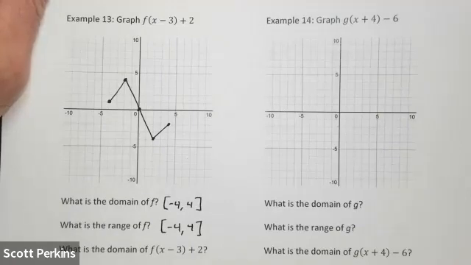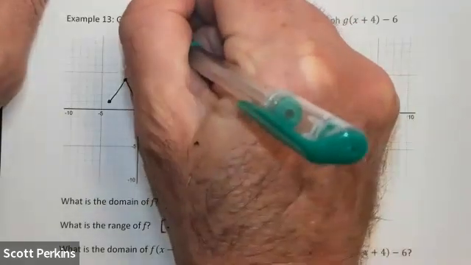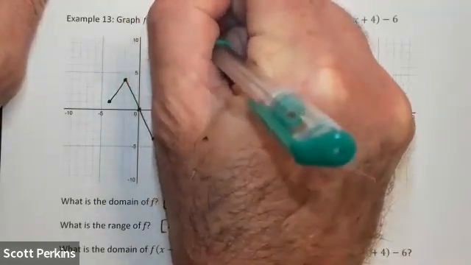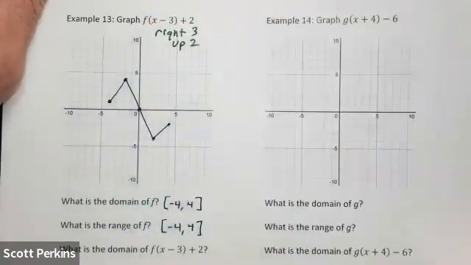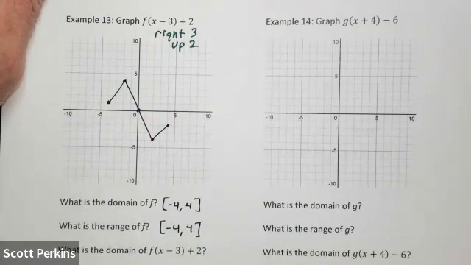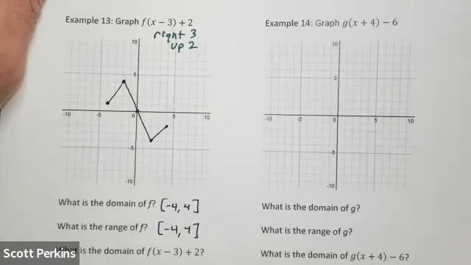So tell me, what two things are happening to this graph according to the notation? Okay, we're going right 3. That's the x minus 3 part. And then we're going up 2. That's the plus 2 outside part. So this is no different than what we're doing. I'm hoping it's no harder. We're just doing both things at the same time.